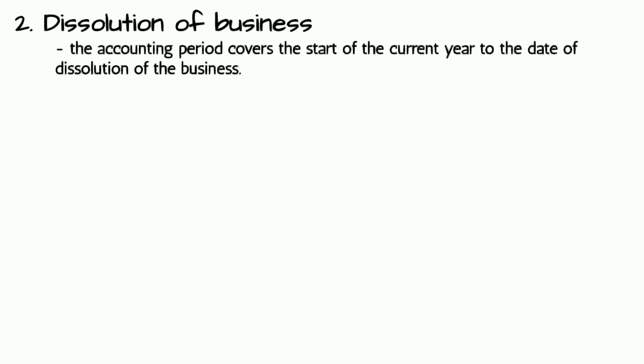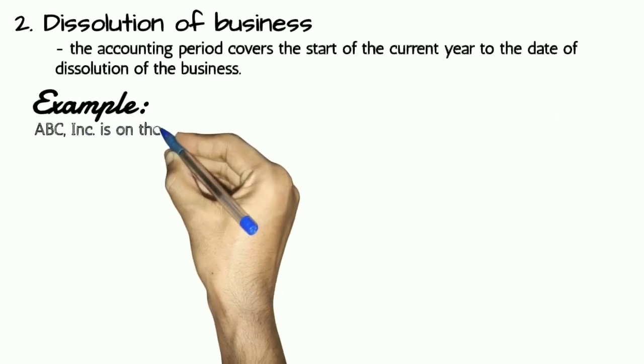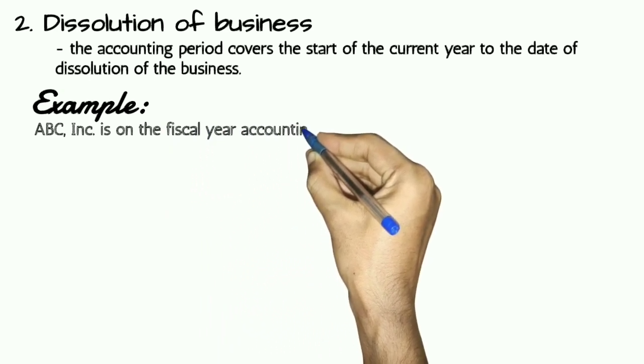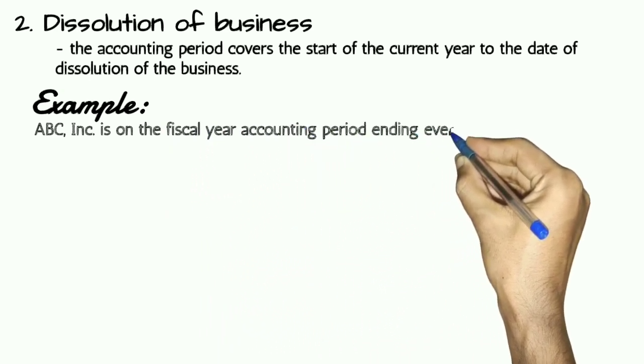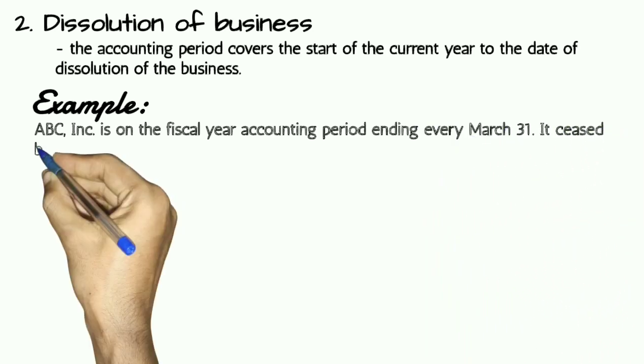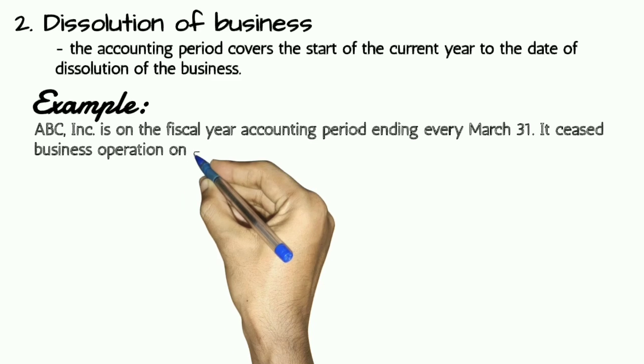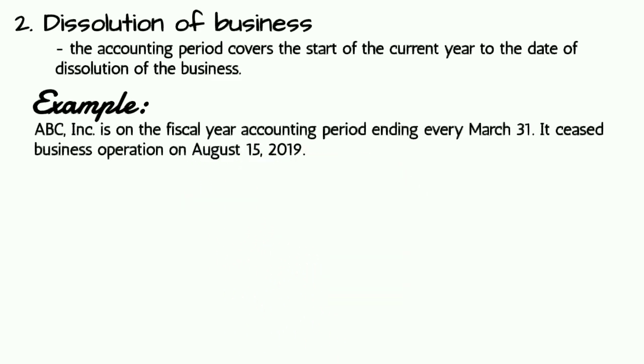Kung ang gamit niyang accounting period ay calendar year, mag-i-start ang current year ng January 1. Pero kung ang gamit niya ay fiscal year, mag-i-start siya any day other than January 1. Let's have an example. ABC Incorporated is on the fiscal year accounting period ending every March 31. It ceased business operation on August 15, 2019.